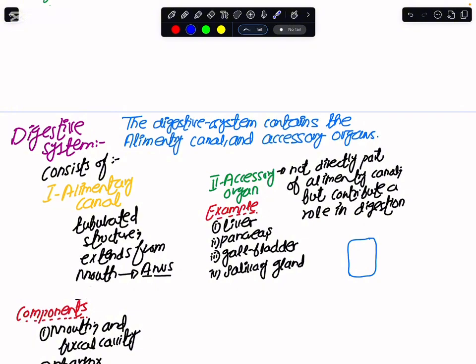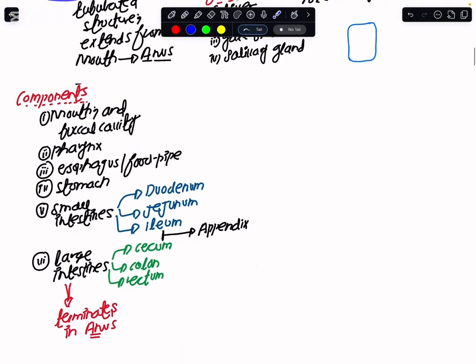Now, let me quickly take you through what we have in the alimentary canal. You may have learned it in your previous, junior classes. We have the mouth and the buccal cavity. Afterward, we have the pharynx. Then we have the esophagus or the food pipe. Then comes the stomach. Afterward, we have the small intestine, and in the small intestine we have the duodenum, then the jejunum, and then the ileum. So the small intestine overall has three subparts.